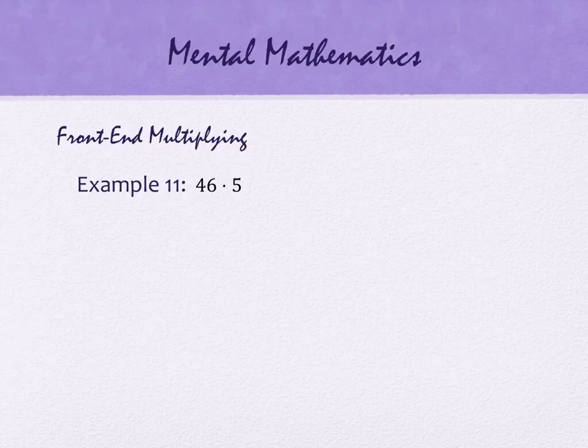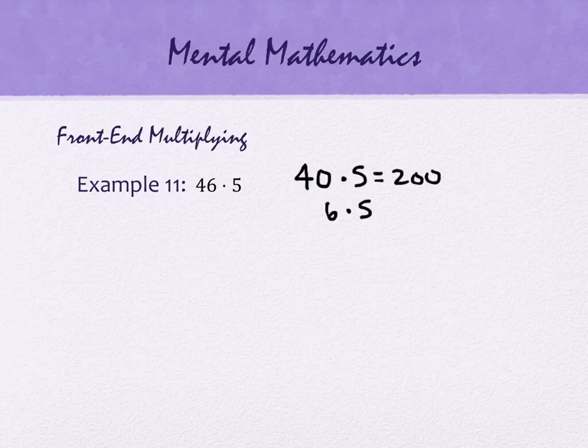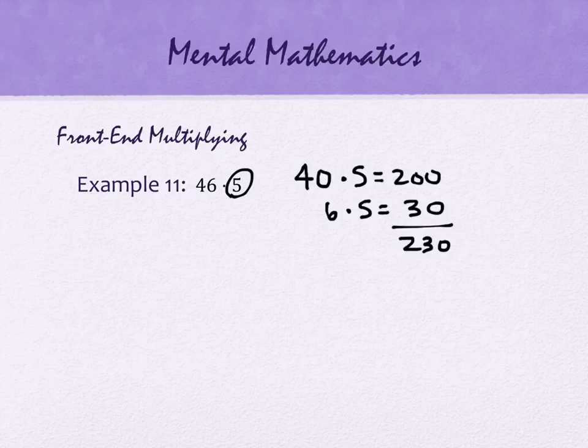All right, so the first one is called front-end multiplication. And front-end multiplication is like the front-end addition. You're just multiplying the first value first. So this is like 40, and we're going to do 40 times 5, so that gives me 200. And then we're going to do 6 times 5, which gives me 30, and we're going to add our results to give us 230. So this works nicely when you're multiplying by a single digit, like this is a single digit. It also basically is just doing the multiplication starting from left to right. So you could also kind of talk about it that way.